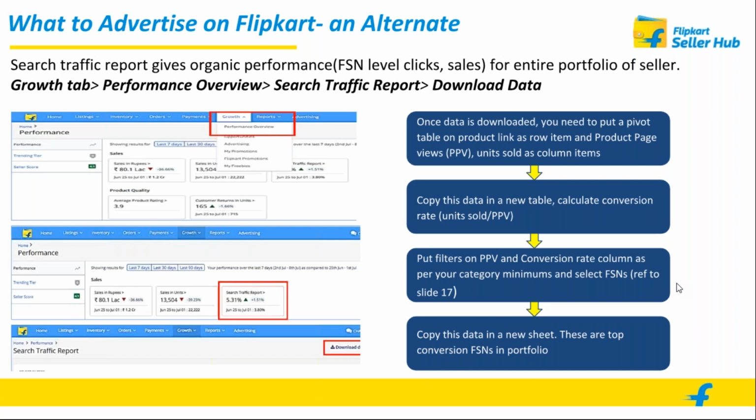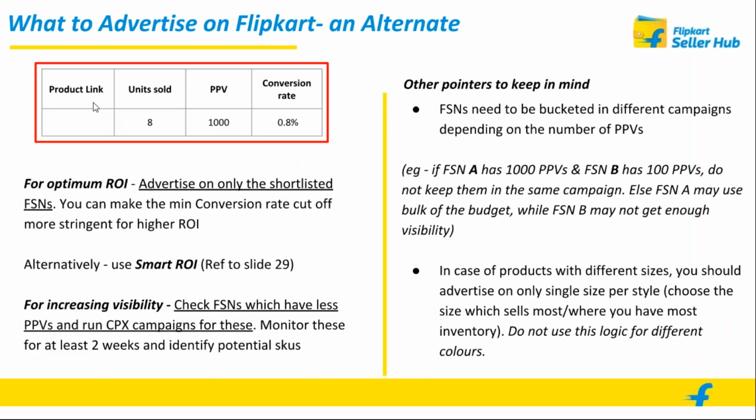Typically, this is what your data set is going to look like. You'll have the product link, or the product that I'm talking about, the units sold, PPV, and then the conversion rate. Just as an example, we have put in, let's say, the product sells some 8 units out of 1,000 PPVs, its conversion is about 0.8%, stuff like that.